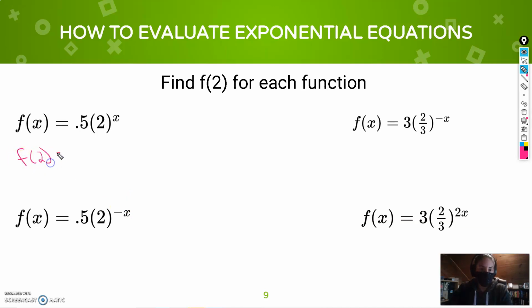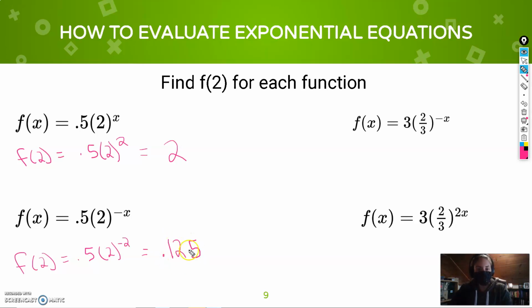So f of 2, in this case here, this would be 0.5 times 2 to the second power. This is going to give us the number 2. 2 squared is 4. Half of 4 is 2, so that would make sense. What happens when we plug into here when we have the negative x? Let's see. Well, f of 2 in this case, 0.5 times 2 to the negative 2 power. What does this do to our function? Oh, this gives us 0.125. This is significantly smaller than that, but still greater than 0. They're both positive. Okay, interesting.